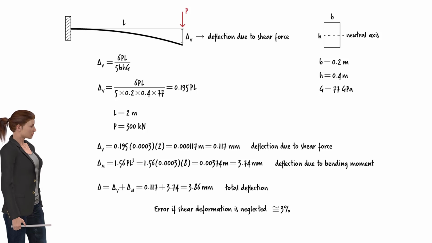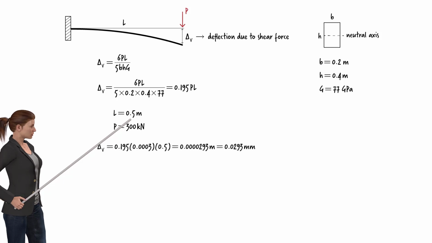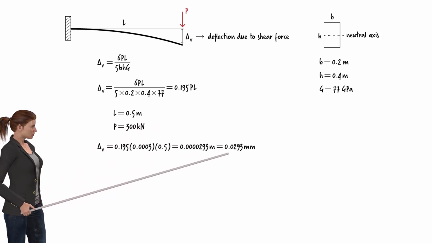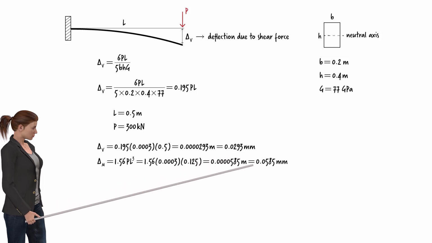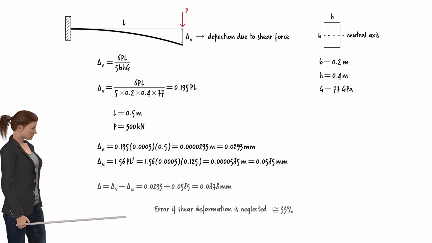However, the effect of the shear force on the deflection becomes more significant as the beam becomes shorter in length. Suppose the length of our beam is 0.5 meters. This results in a delta V of 0.0293 millimeters and a delta M of 0.0585 millimeters. In this scenario, about 33% of the total deflection is due to the shear force. Therefore, delta V should not be omitted when analyzing this short beam.